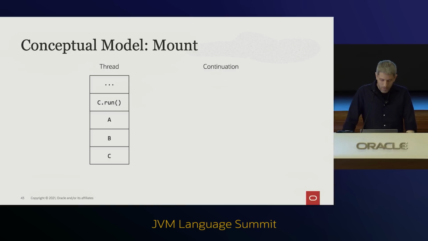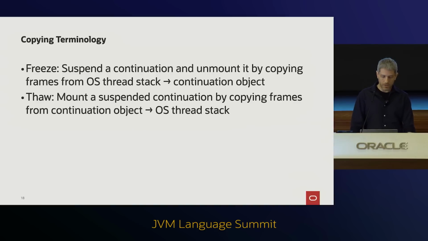Now, the most straightforward way to implement what I just showed you, the mental model, is to actually implement it like that. Copy the frames. That's like the first thing you'd try. And if we're talking about copying, I'm going to introduce another piece of terminology. Transferring frames from the thread stack to the continuation object, we're going to call that freezing. And thawing is the opposite. So we thaw frames from the continuation object and transfer them over to the thread stack.